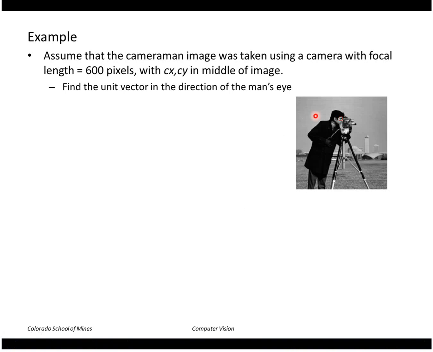We have this cameraman image. Let's say that was taken with a camera with focal length 600 pixels. The center is in the middle of the image. And we want to find the unit vector, the 3D unit vector in the direction of his eye here.